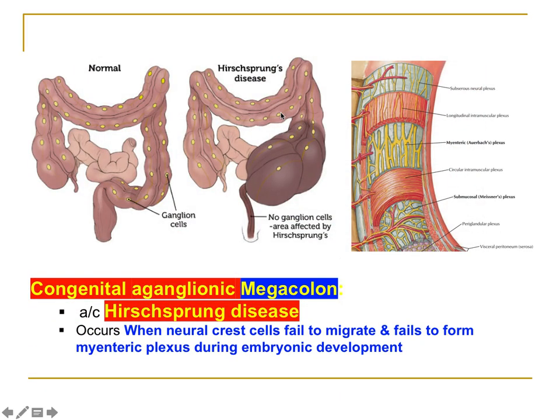Now another very important clinical anatomy is congenital aganglionic megacolon. Sometimes we only call it megacolon, or we also call it Hirschsprung disease. These are the same thing. To understand Hirschsprung disease or congenital aganglionic megacolon, we have to remember this structure.